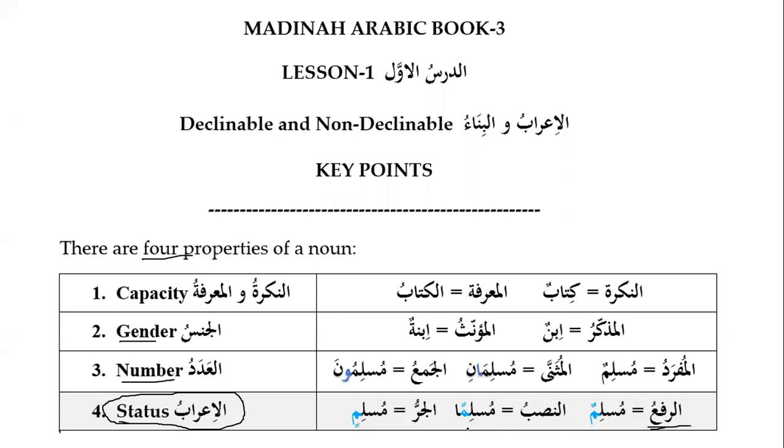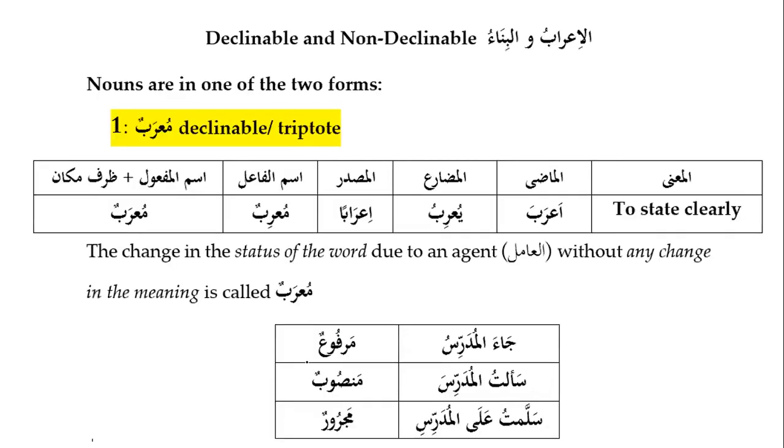As we can see here, musliman. The sign of al-raf'u is dhamma, muslimun. An-nasbu is musliman and al-jar is muslimin. So when the noun is a doer, it will be with dhamma. When it is the receiver of the action, it will be with fatha. And when it comes after a preposition, it will be with kasra, or majroor. So irab, status. Now we will discuss this in detail from this lesson.